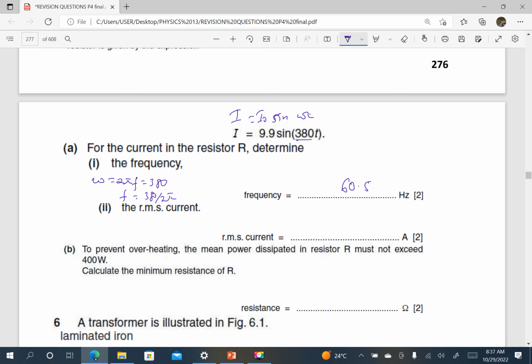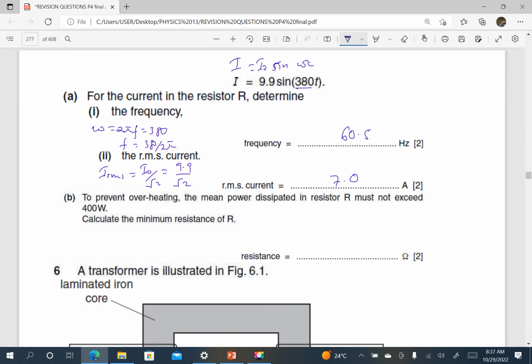Then the root mean square value of current, I root mean square is equal to I naught divided by root of 2. And from here, I naught is 9.9 divided by root of 2. I root mean square is giving me 7.0. 9.9 divided by root of 2, 7.0. To prevent overheating, the mean power dissipated in the resistor R must not exceed 400 watts.